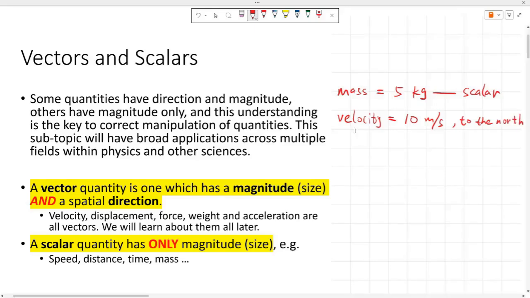All right, so simply put, if you're specifying a vector quantity without telling people what direction it is, it's just wrong. When you say 10 meters per second is a velocity, people are actually waiting for you to tell them what direction the velocity is.